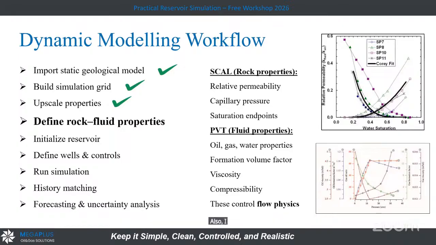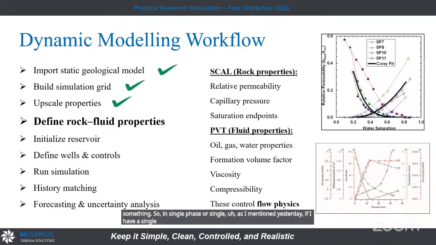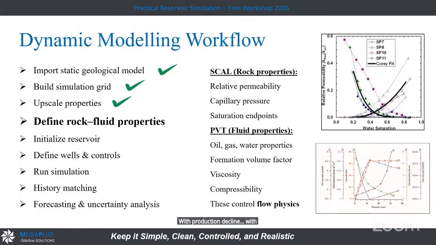Also, I have to put in my model the PVT or fluid properties of the fluid itself that I'm going to simulate and produce, whether it is volatile oil, gas condensate, dry gas, or something else. If I have a single phase reservoir, it could be easy. It could actually be run analytically. But if I have something like volatile oil with production decline, with pressure decline, I will have two phases, or something like gas condensate. So I have to put in the model the composition changing with pressure.